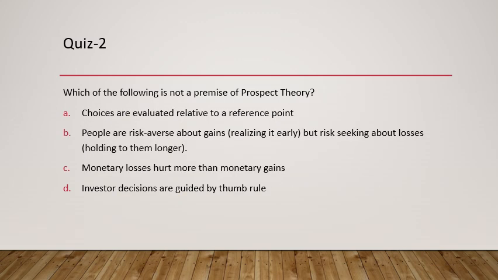The second question is which of the following is not a premise of prospect theory? And if you remember, I told you that you will get questions on prospect theory also. Choices are evaluated relative to a reference point. That's option 1. People are risk averse about gains but risk seeking about losses. Monetary losses hurt more than monetary gains, and investor decisions are guided by thumb rule. Now investor decision getting guided by thumb rule is not part of prospect theory, so the answer here is D. So second is also D.